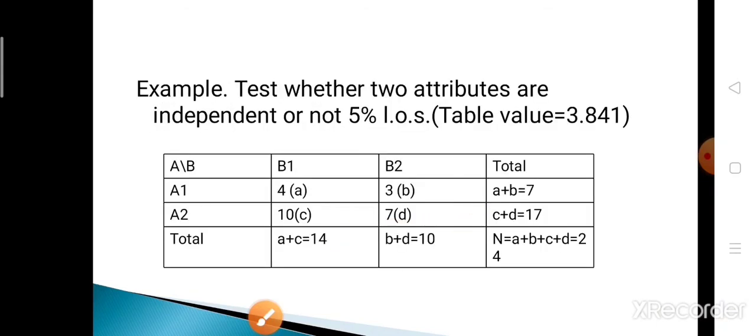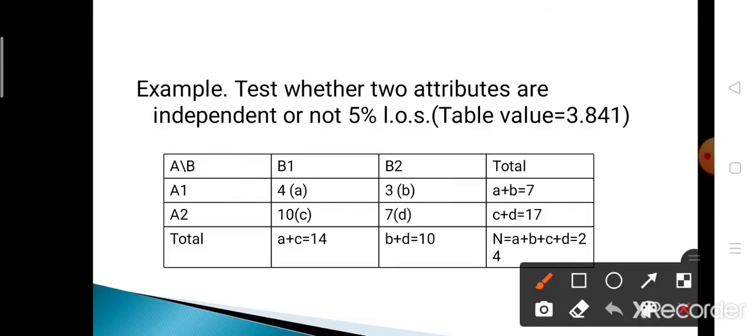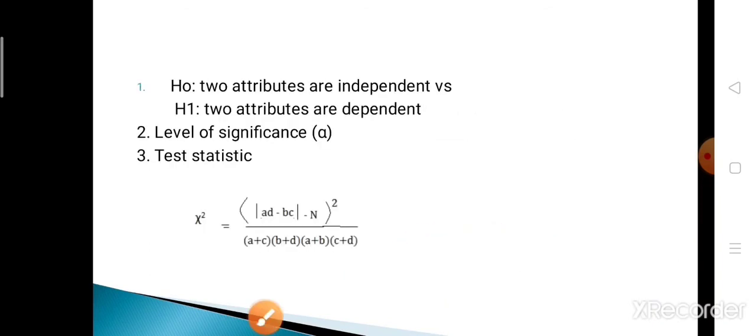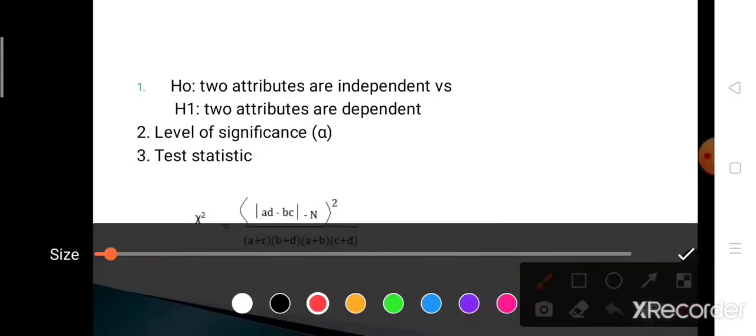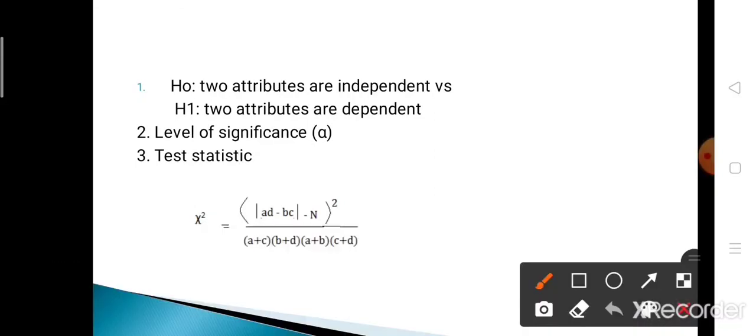So first calculate the row totals and column totals. A plus B is 7, C plus D is 17, A plus C is 14 and B plus D is 10, and capital N is 24, that is the total of all cell values, A plus B plus C plus D. Here the H0 given in the example is that the two attributes are independent, versus H1, the opposite of the null hypothesis, that is, the two attributes are not independent, that is, dependent.